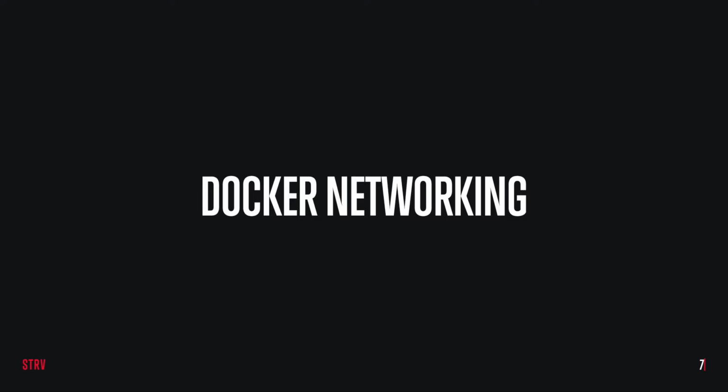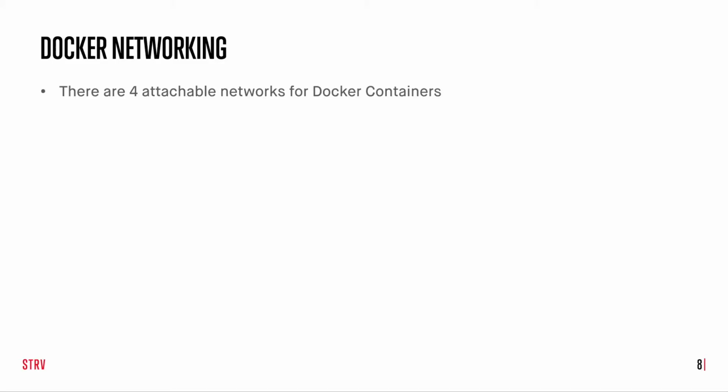So at first, Docker networking. There are basically 4 network types which can be attached to containers. The default one is called bridge, and it basically guarantees that the Docker containers in that specific network can see or address each other, and containers that are not in that network are not addressable among each other.